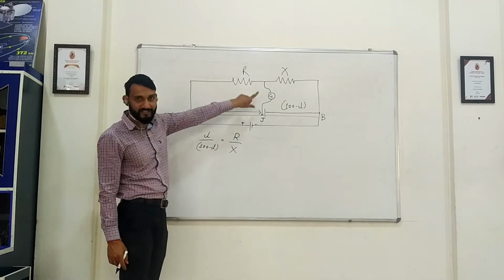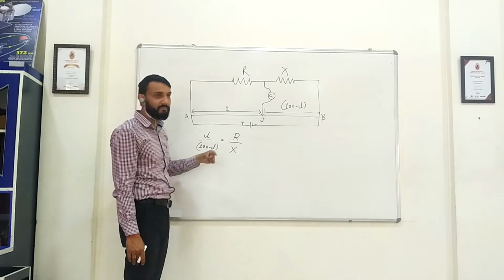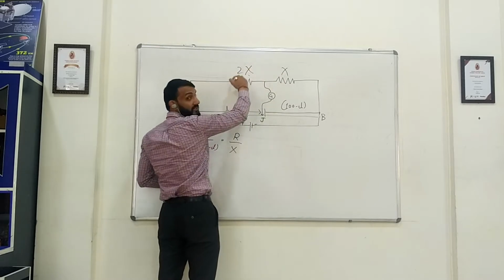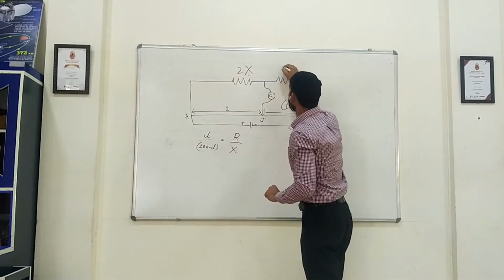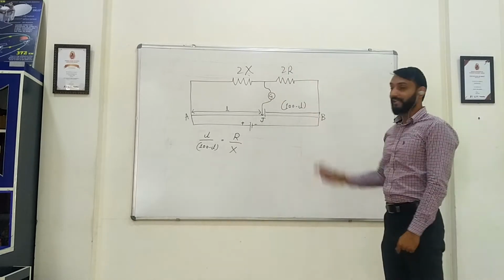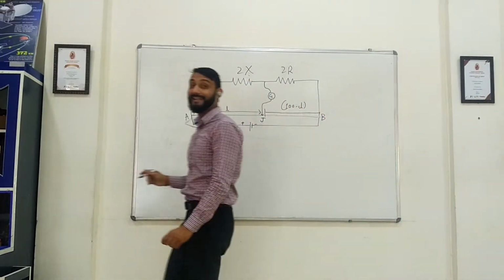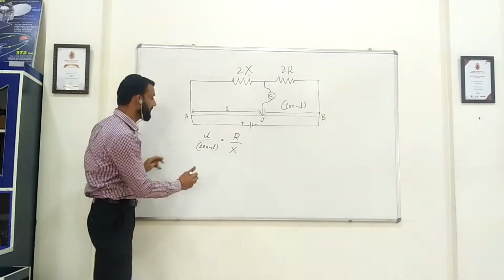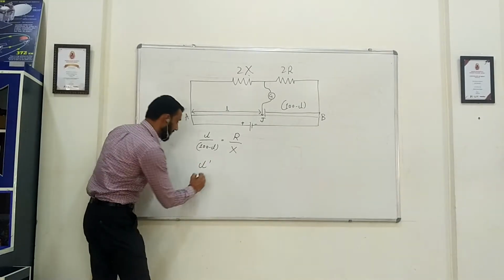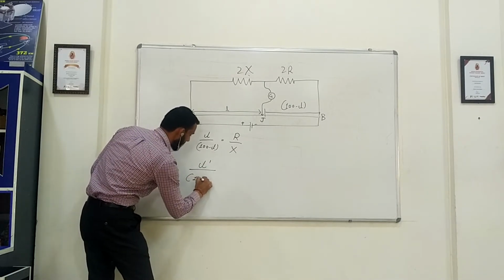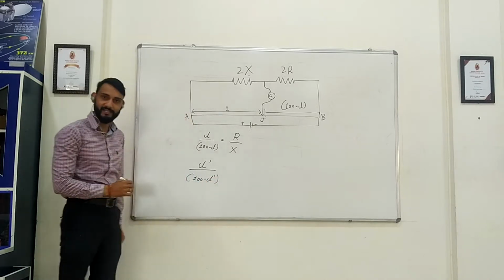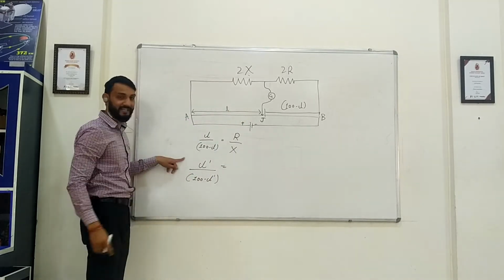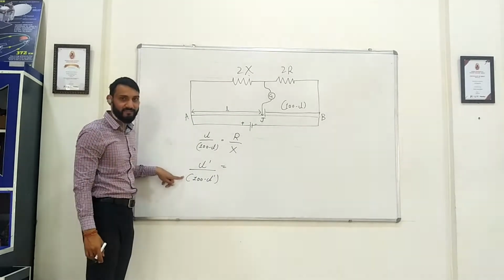Initially when they are not interchanged, this will be the case. When they are doubled and interchanged, it will become 2X, because X will come here and R will go there, to 2R. So in this case what will happen? The new balancing length, because this balancing length was according to the previous situation, I am taking as L dash, and the remaining part will be 100 minus L dash. P is the new balancing length L dash, and the remaining length will be 100 minus L dash.